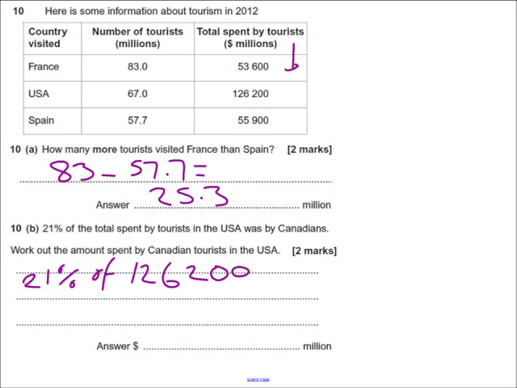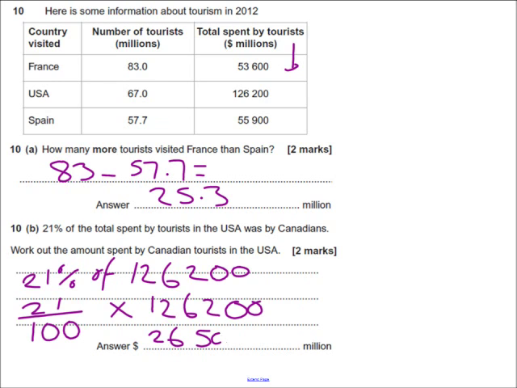126,200. Now if you're going to enter this on the calculator, the best way to do it is a fraction. 21 divided by 100 represents our 21%, and then multiply it by 126,200. So 21 divided by 100 multiplied by 126,200 equals, and the number I get is 26,502 million. And that's all they're after. So good use of a calculator there.